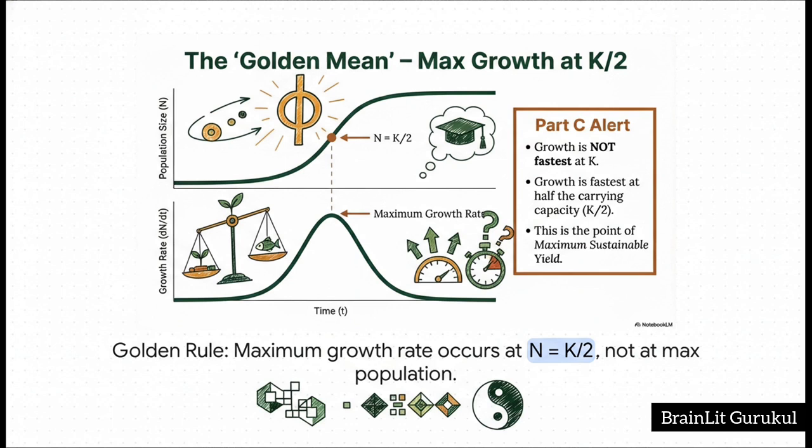This is the sweet spot, the point of maximum sustainable yield, where the balance between population size and resources creates the biggest possible jump. I'm telling you, this is a classic CSIR-NET question. They love asking about this.